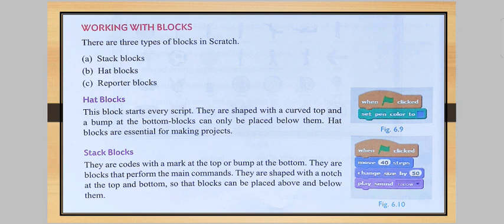Next is stack blocks. They are blocks with a notch at the top and a bump at the bottom. They are blocks that perform the main commands. That means stack blocks are used to perform the main commands. They are shaped with a notch at the top and bottom, which shows that blocks can be placed above and below them. Here you can see picture number 6.10. These blocks are called stack blocks.